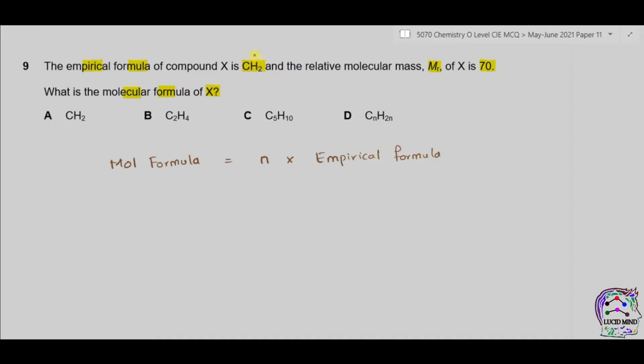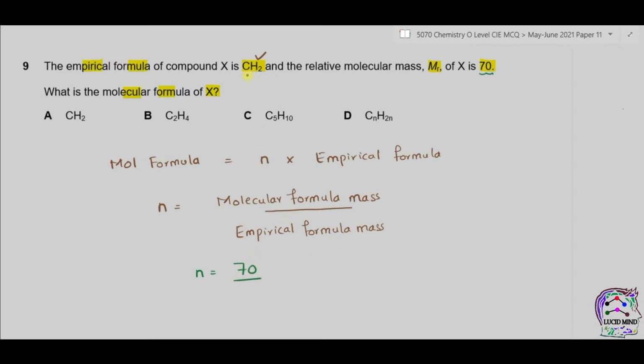As the empirical formula is given in the question, we have to find the value of n. n is a number and it can be found by dividing molecular formula mass, which is also known as Mr, by empirical formula mass. Molecular formula mass is given in the question, it is 70. So we can put the values: n is equal to 70 divided by empirical formula mass.